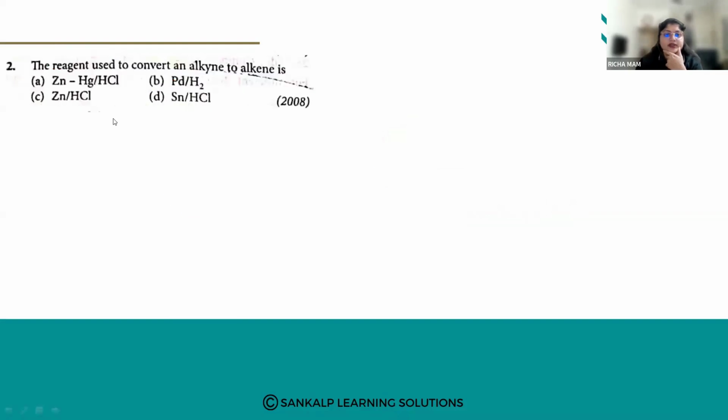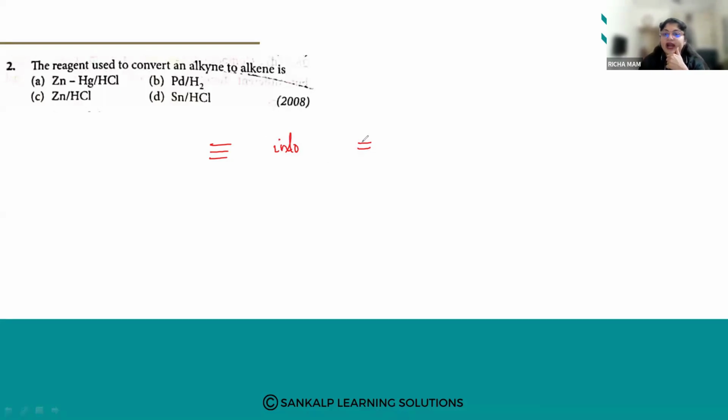Fine, let us go for the next one. The reagent used to convert an alkyne to alkene is. So which is the reagent used to convert alkynes to alkene, to convert the triple bond into a double bond? A, zinc, Hg, HCl; B, palladium in the presence of H2; C, zinc in the presence of HCl; and D, tin in the presence of HCl.